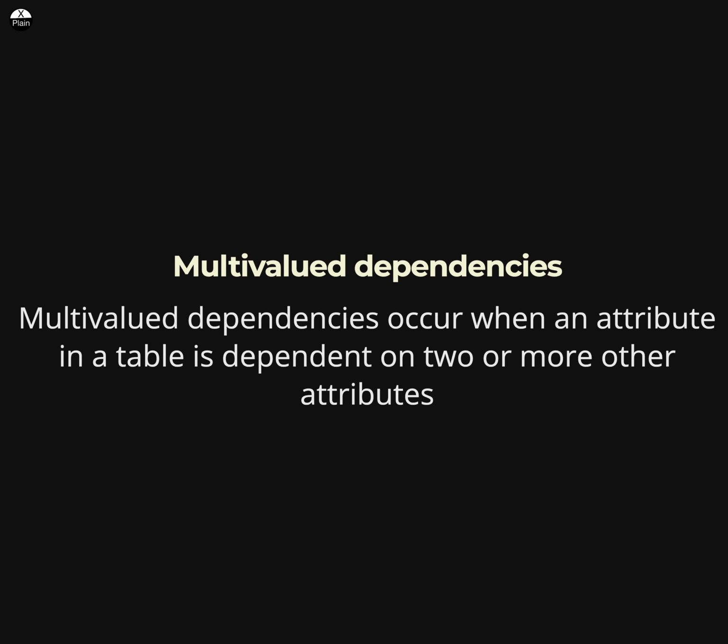Multi-valued dependencies occur when an attribute in a table is dependent on two or more other attributes, and each combination of values for those attributes determine a set of possible values for the dependent attribute.